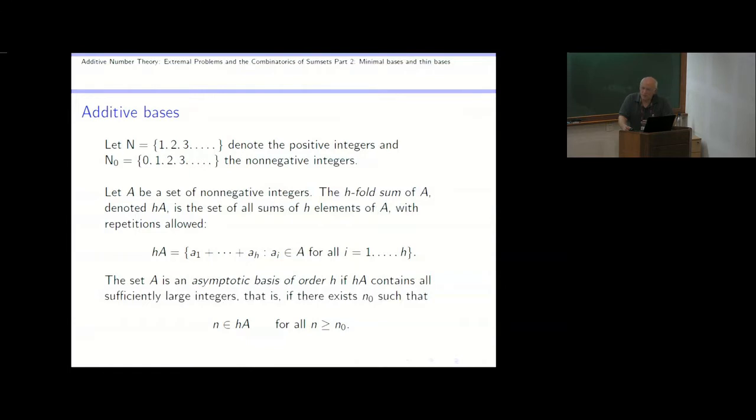And one of the oldest open problems in additive number theory is to know exactly what is the nature of the cubes as an asymptotic basis. That is, what is the order of the cubes, the exact order. And this is a problem that's been around for a long time.